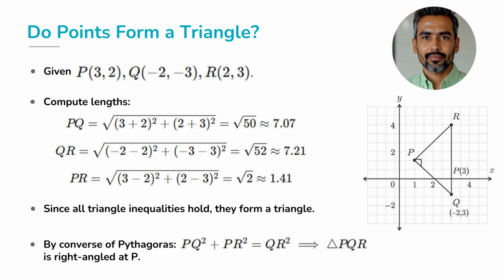Let's calculate. PQ equals square root of 50, about 7.07. QR equals square root of 52, around 7.21. PR equals square root of 2, which is 1.41. Since each pair of sides adds up to more than the third side, yes, they form a triangle. But hold on, PQ square plus PR square equals QR square. That means angle at P is 90 degrees. So this isn't just any triangle, it's a right triangle. That's like discovering your boring triangle has been hiding a right angle all along.